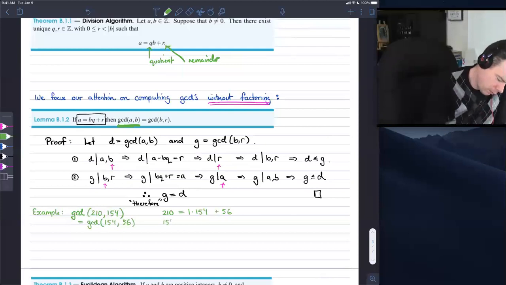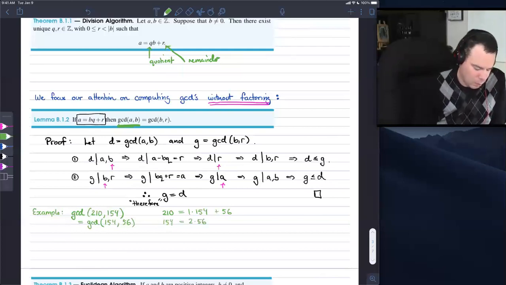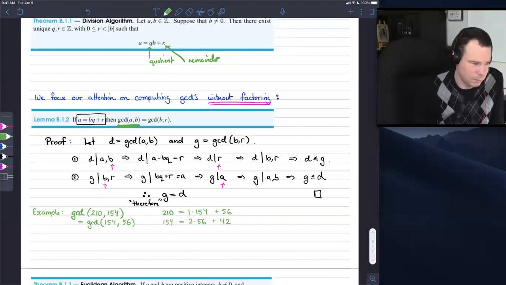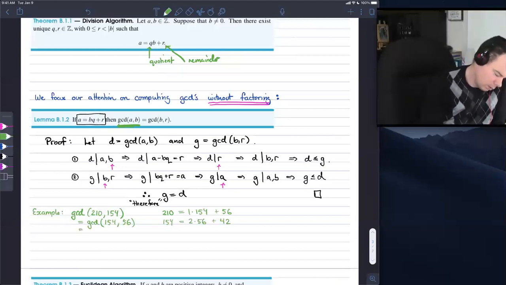So I write down 154. How many times does 56 go into that? It goes in there twice. That gives us 112. And then what do I have to add to 112 to get to 154? Looks like I have to add 42. So there my remainder is 42. So this is equal to the GCD of 56 and 42. And then I keep going.